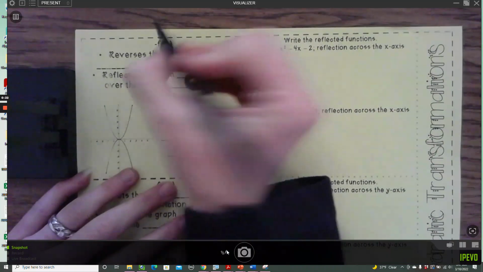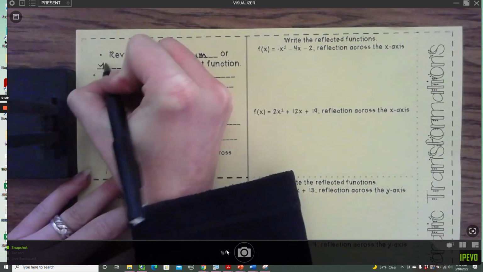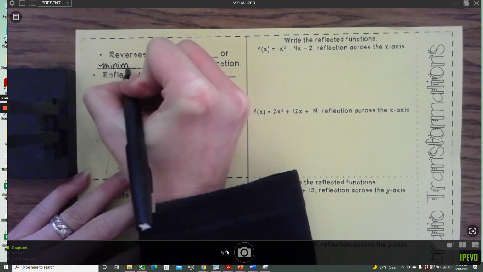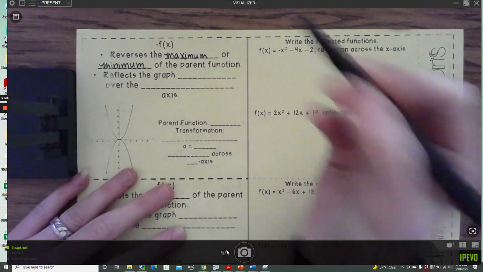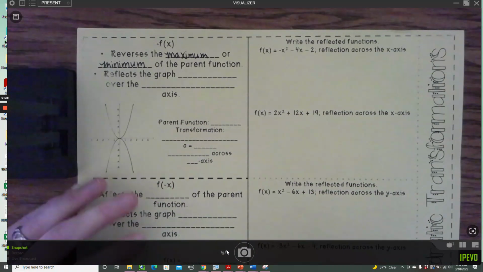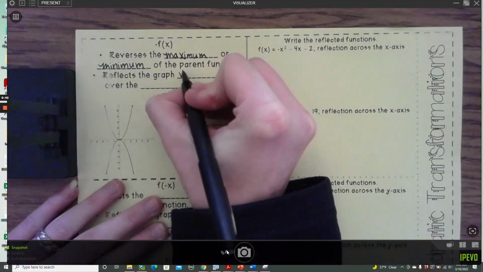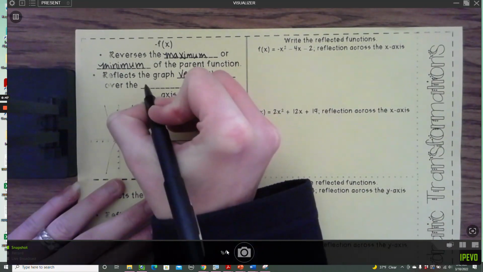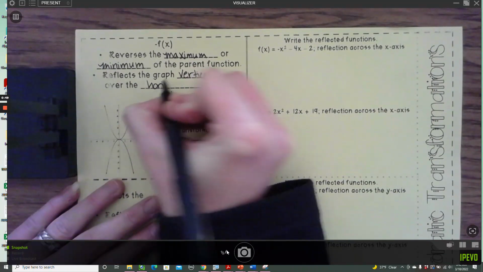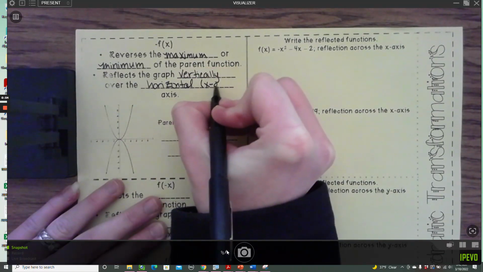So what this does, if you do this reflection, is it reverses the maximum or minimum of the parent function. So if you had a max to begin with, it's going to now be the minimum and vice versa. So a vertical reflection reflects the graph vertically over the horizontal axis, and this is the x-axis.